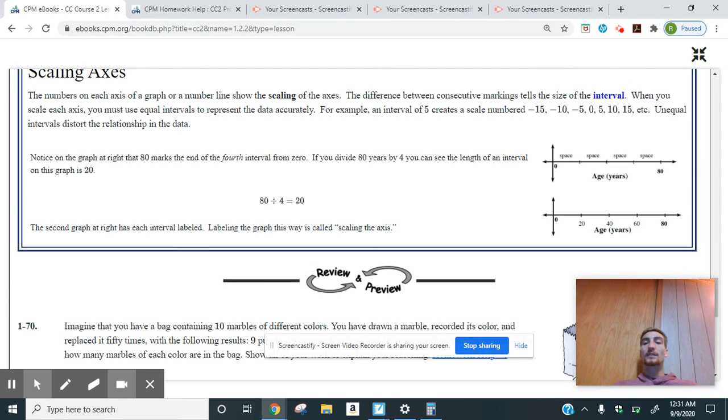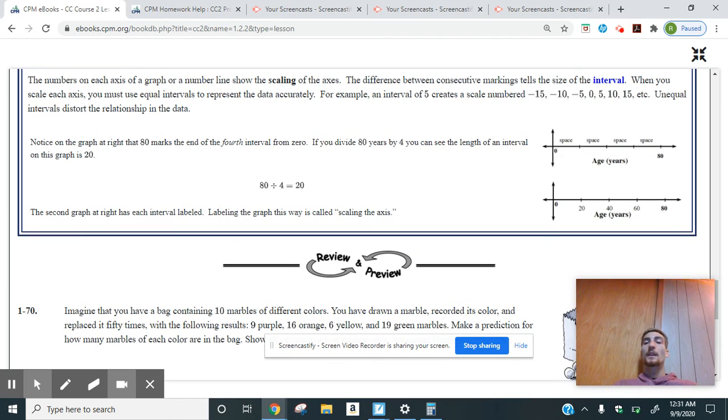But basically what it's saying is you're going to look at the two numbers you're given, in this case 0 and 80, and you're going to look at the hash marks in between them. There's 4 lengths of space between them, and so you would divide 80 by 4 to get 20, and that would be the length of your intervals.